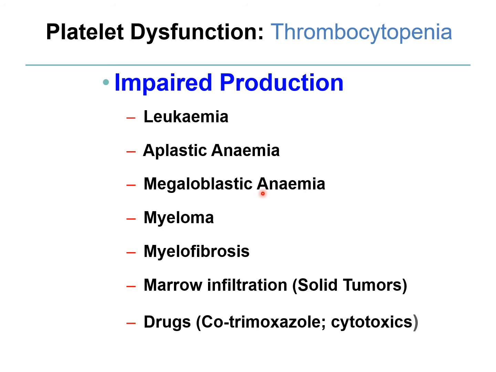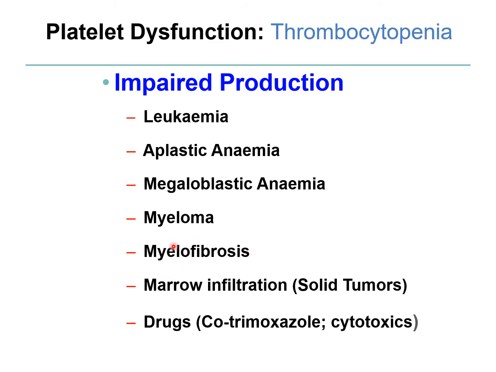Megaloblastic anemia, you would know that deficiency of vitamin B12 and folic acid can lead to megaloblastic anemia because these nutrients, vitamin B12 and folic acid, are required for reproduction and maturation of blood cells. Although it primarily affects the RBCs, the same nutritional factors are also required for production and maturation of platelets. So it's not unusual to have platelet deficiency in megaloblastic anemia. Myeloma, which is a malignancy involving the plasma cells, can also affect the platelets.